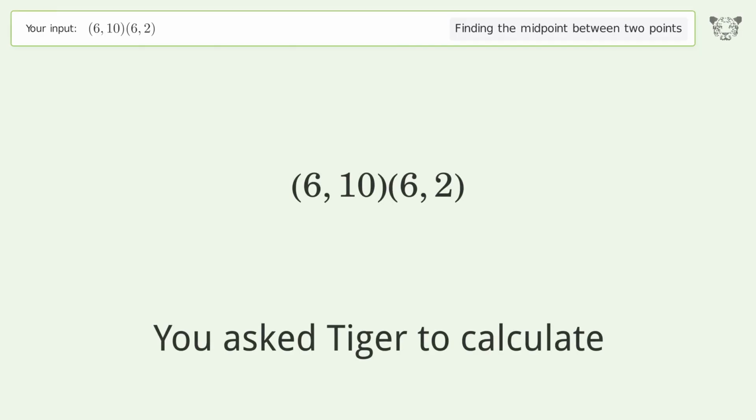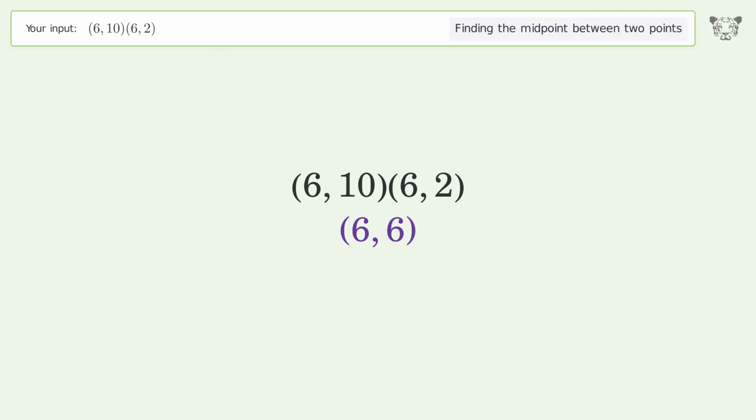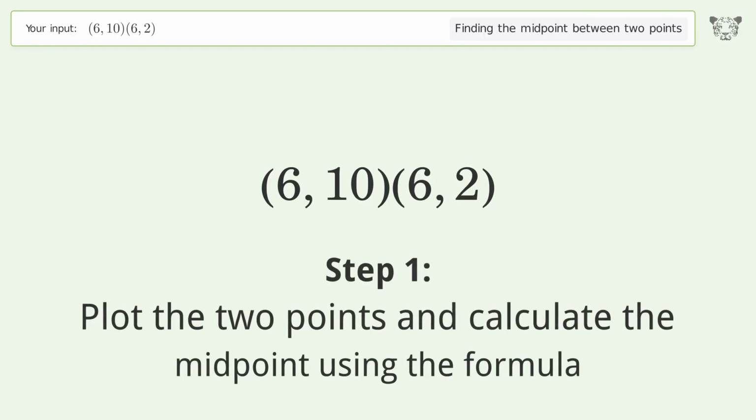You ask Tiger to calculate. This deals with finding the midpoint between 2 points. The midpoint between the 2 points is 6, 6. Let's solve it step by step. Plot the 2 points and calculate the midpoint using the formula.